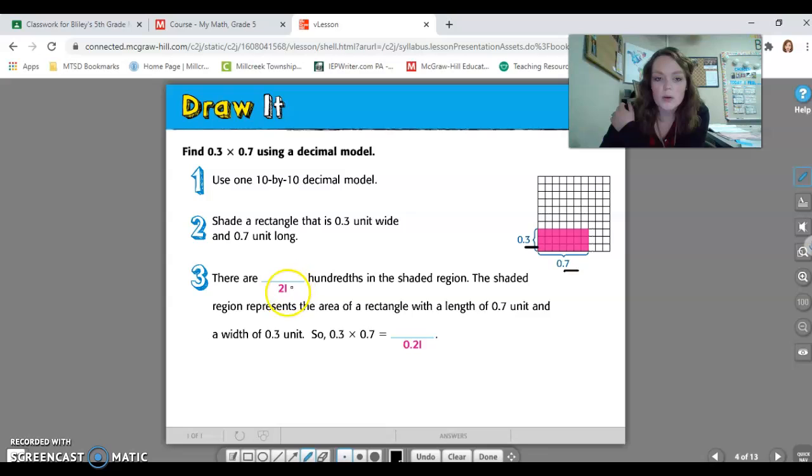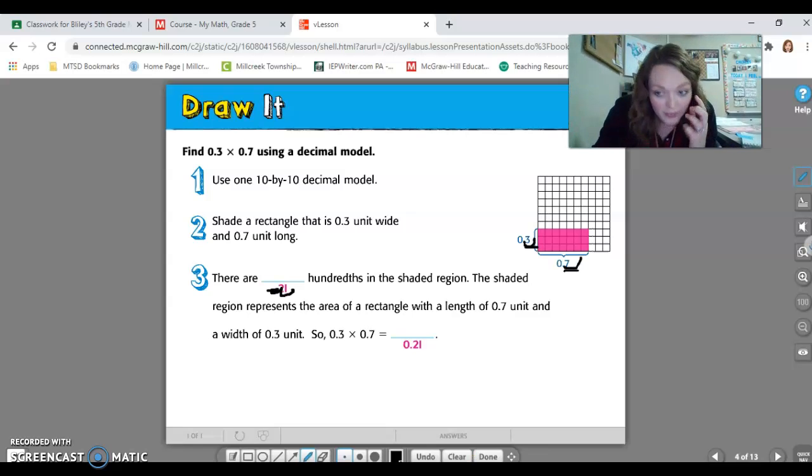3 times 7 is 21, 21/100ths. And then we count how many spaces there are to the right of our decimal. So we have 1 and 1. 1 plus 1 is 2. From the end of my number, I'm going to move 2 spots, 1, 2. My decimal is going to be in front of my 21/100ths, which is my answer for the first one.